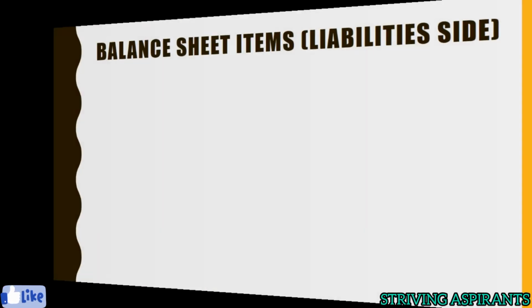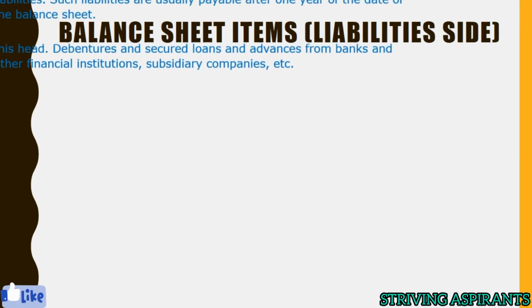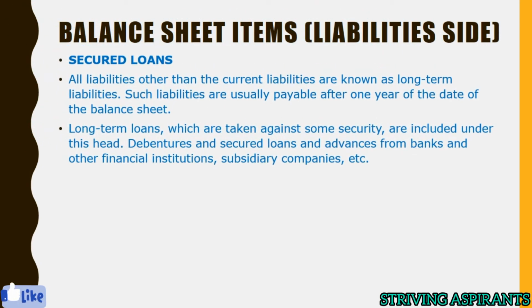Next item we can see on the liability side is secured loans. This is all about long-term liabilities. This type of liabilities will be payable after 1 year. Secured loans are the long-term loans which will be taken by the company by giving some sort of security. The examples include debentures and secured loans and advances from banks and other financial institutions or subsidiary companies, etc.